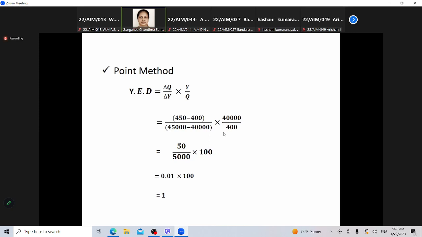Please try. Then we will see the answer. Arc method, just take the midpoint. Write the equation first. Then add values. Then the final answer.